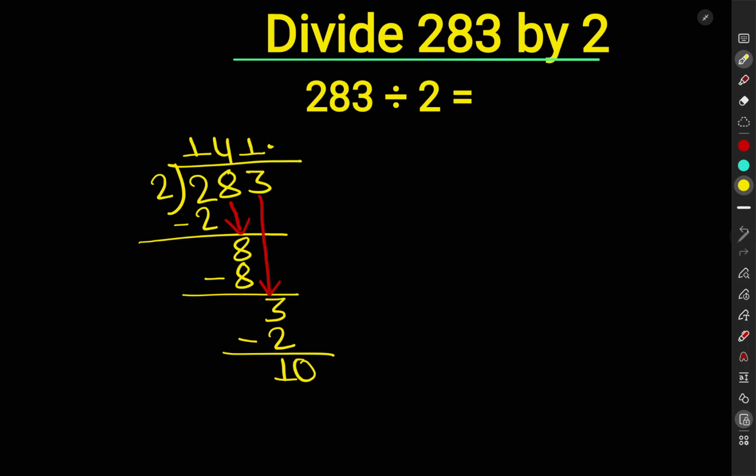So now it became 10 and 2 times 5 means 10. On subtracting we get 0. So 283 divided by 2 is 141.5.